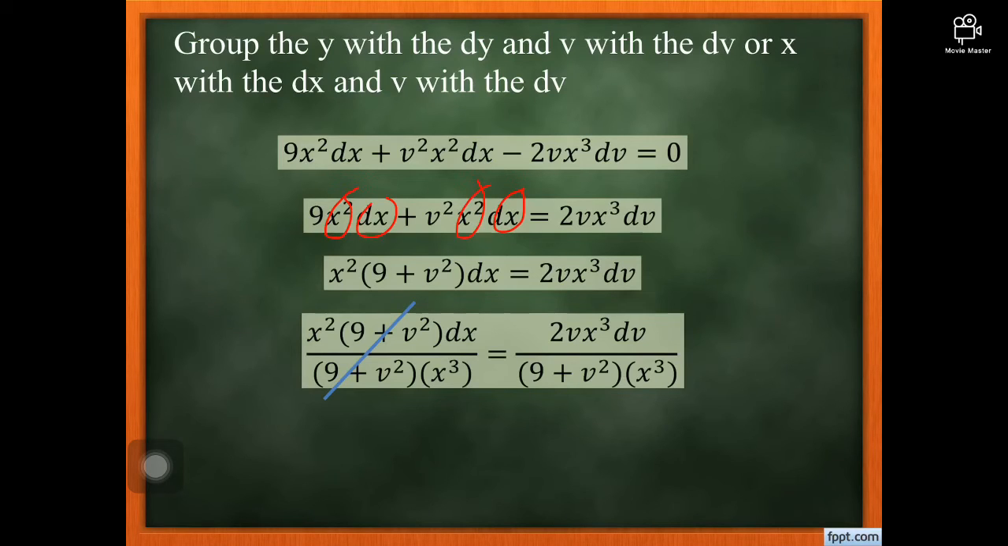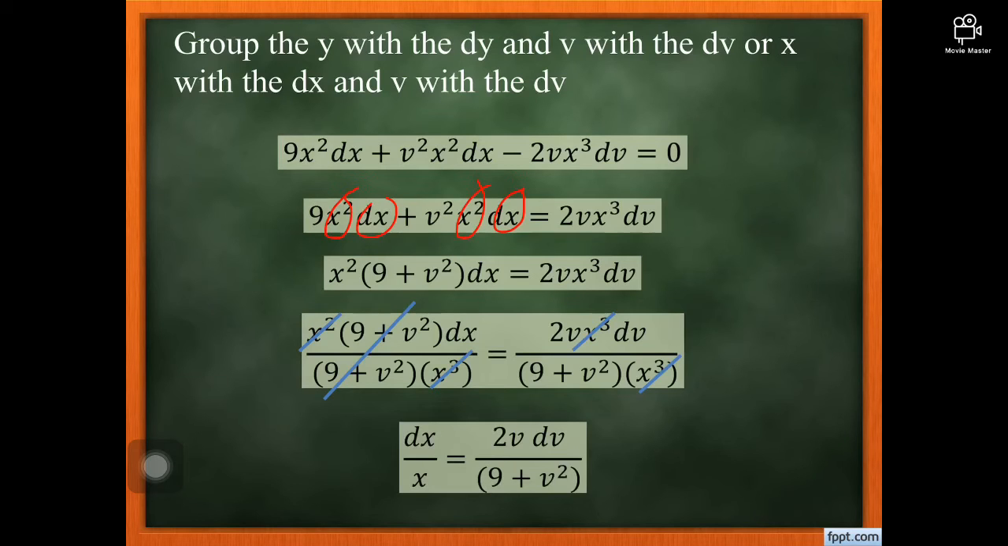And now we can divide 9 plus v squared on the left side and also the x squared by x cubed. But we still have x in the denominator. And then on the right side, we can eliminate the x raised to 3. And that gives us dx over x equal to 2v dv over 9 plus v squared. Now, can we still simplify this equation? No, this is the most simplified for this step. So we can now integrate.